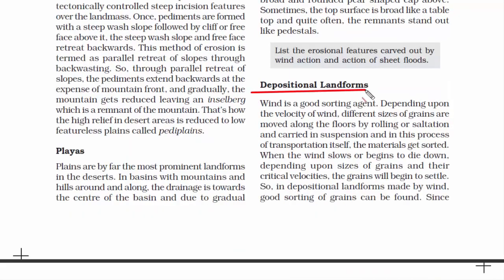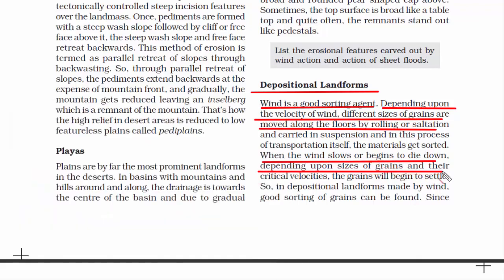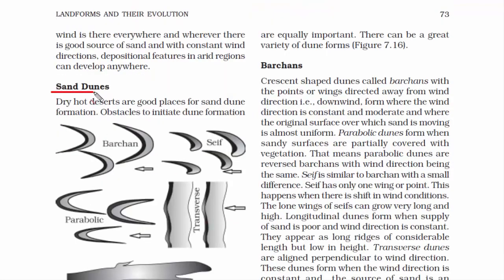Now let's get to know some depositional landforms that are made by winds. We have read moments back that depending on the speed of wind, different sizes of sand grains are moved from one place to another. So that makes wind a good sorting agent. And when the speed of wind slows down, sand begins to settle down at different ranges. It is this phenomenon that gives rise to some features, and we call them depositional features. One such feature is called sand dunes.